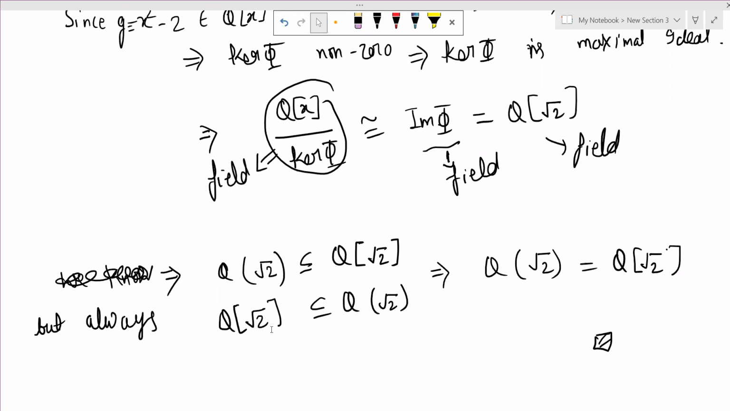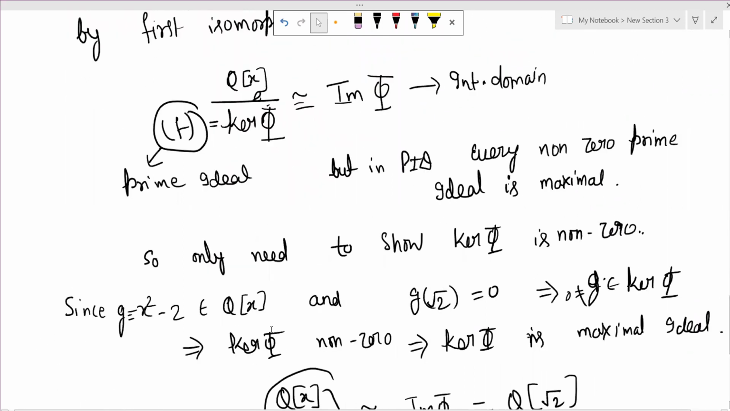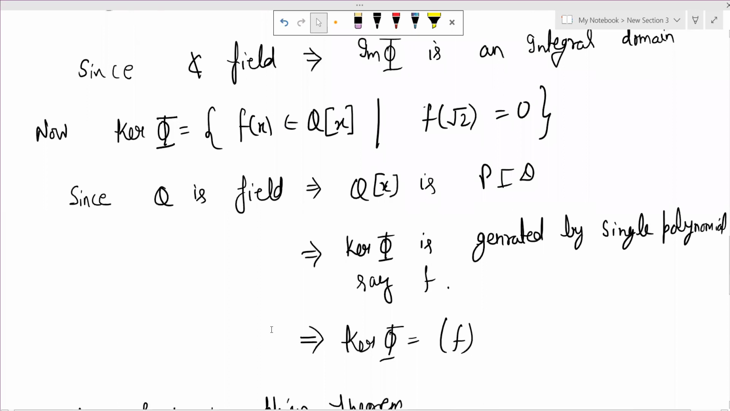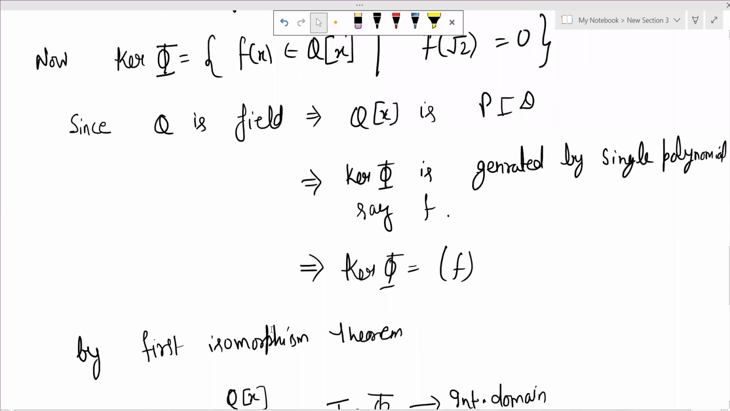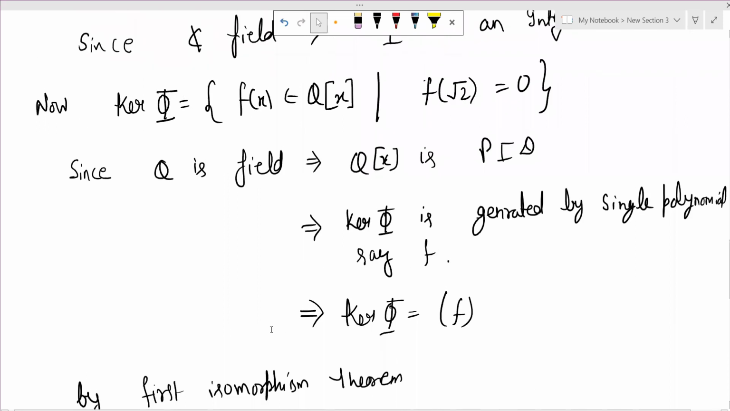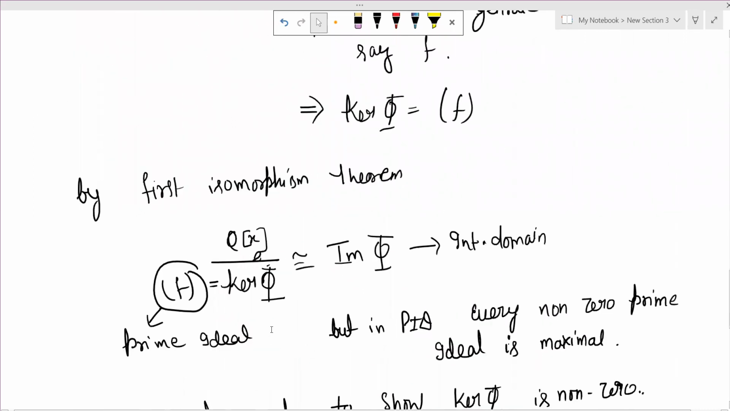Then kernel phi is 0, right? Because there is no polynomial over Q[x] which has pi as a root. That's why pi is transcendental, right? Agreed or not? So the kernel will be zero, and in that case you cannot argue in this way.